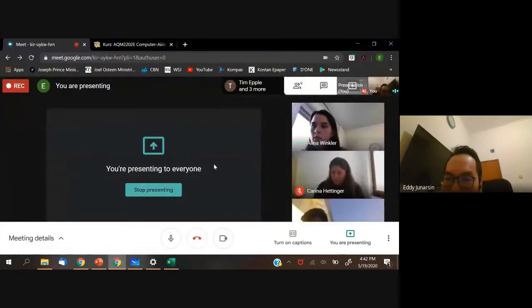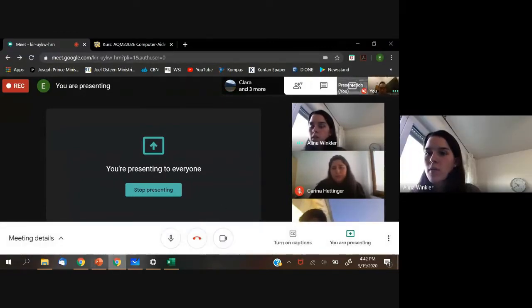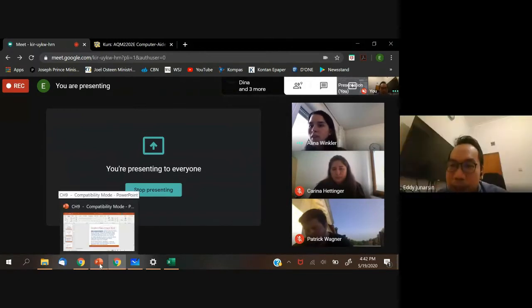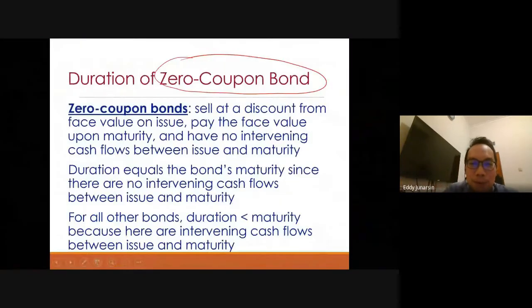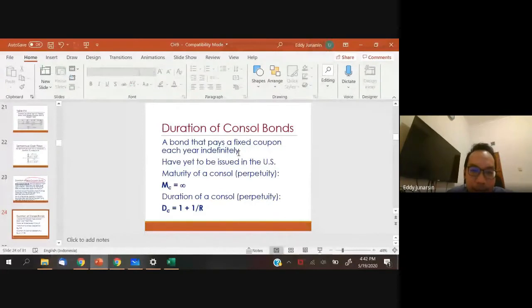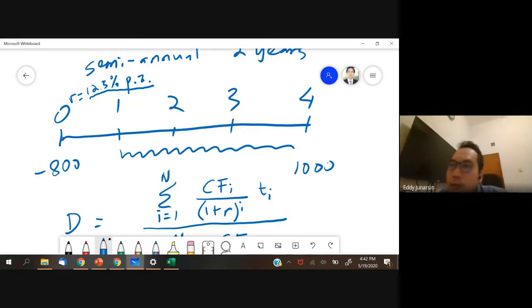So what is your conclusion? For the case of zero coupon bond, there's no difference between the duration and the maturity. Yeah, that's right. So for the case of zero coupon bond, we know that the duration will exactly be the same as the maturity. Why? Because again, we see here we don't have any cash flow until the last period, so there's no intermittent cash flow in the middle.